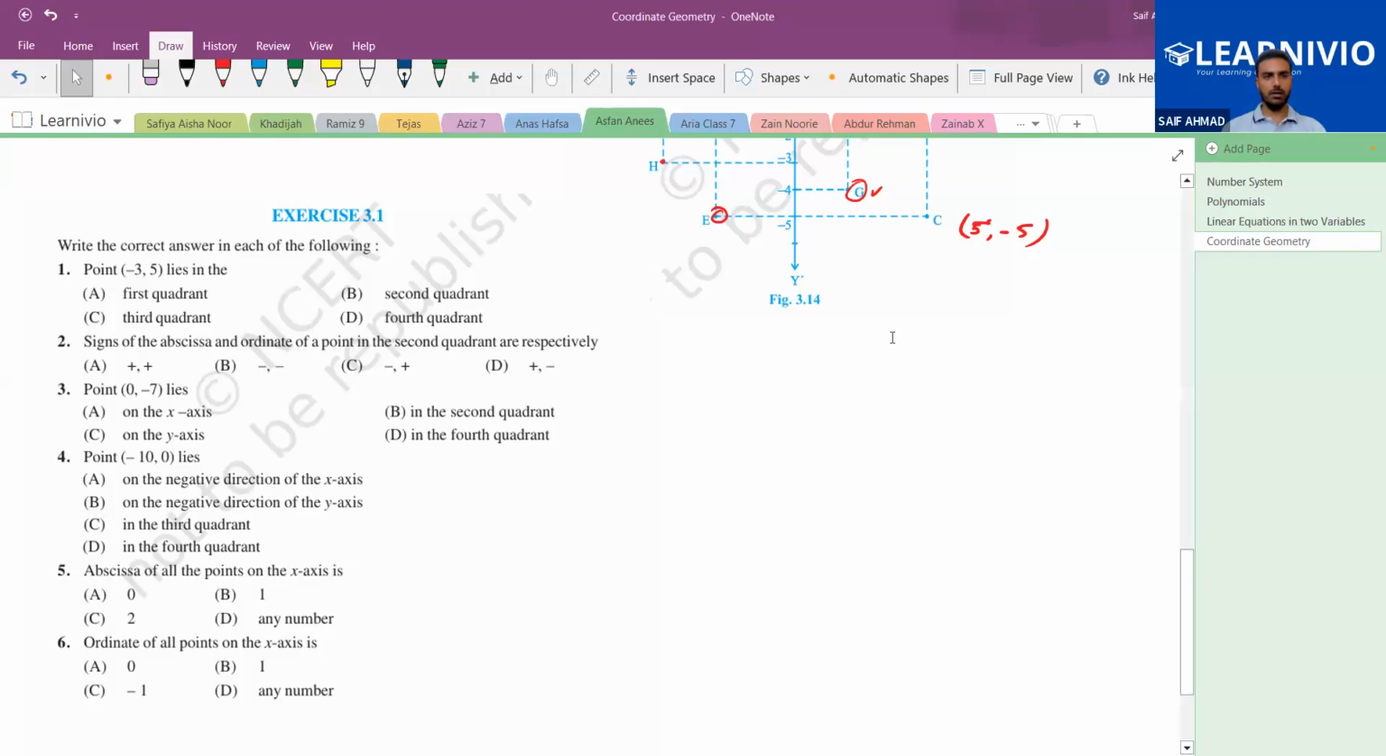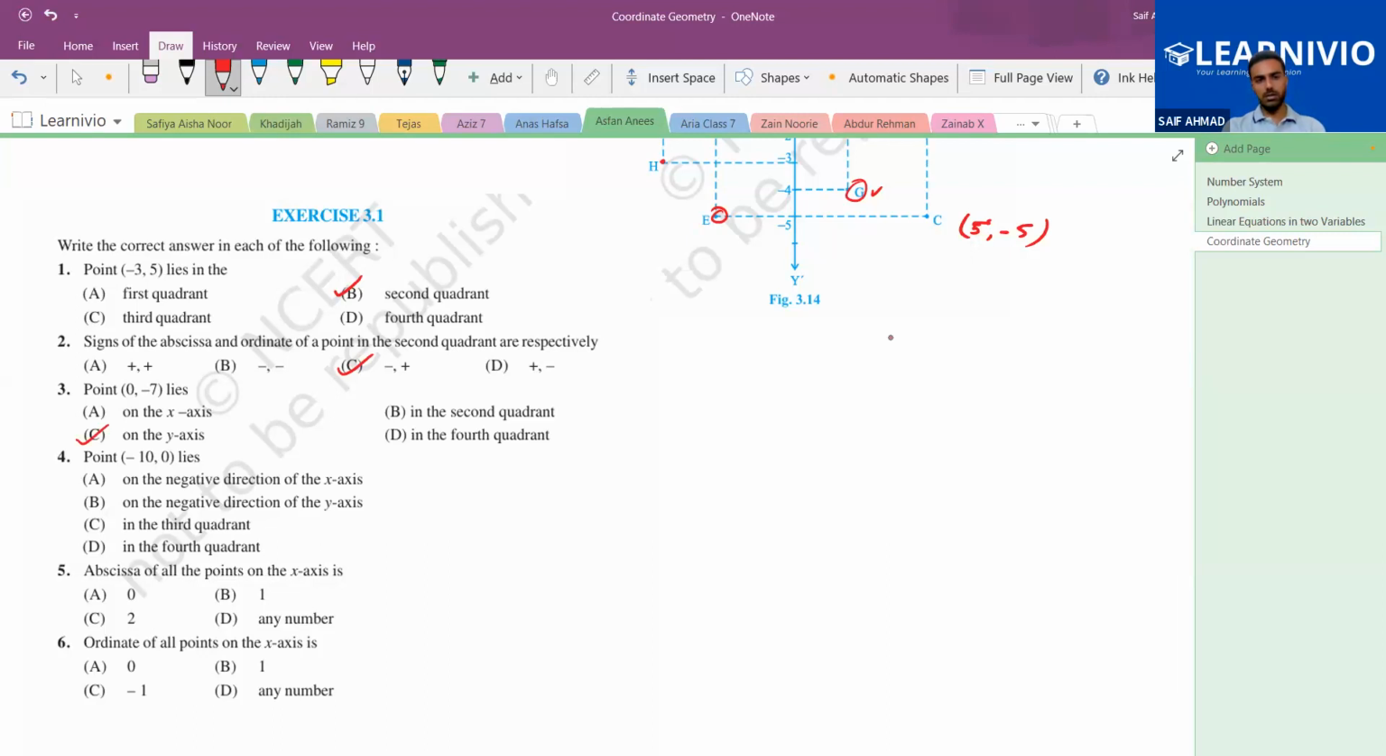Tell me, Sakshi, the first answer. The point (-3, 5) lies in the? Sir, in the second quadrant. Question number 2, Ramesh: the signs of the abscissa and ordinate of a point in the second quadrant? Negative, positive. Okay. Aswan, the point (0, -7) lies? Sir, on the y-axis. Yes.